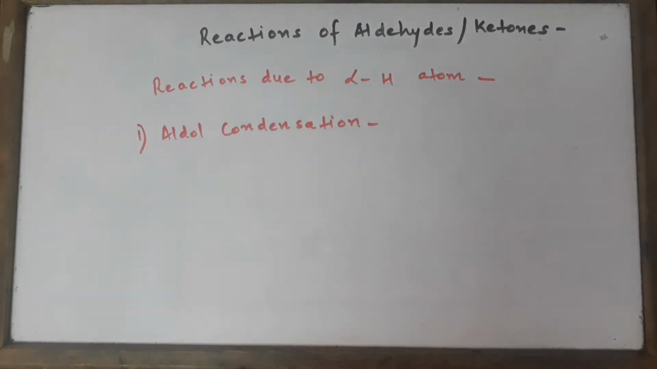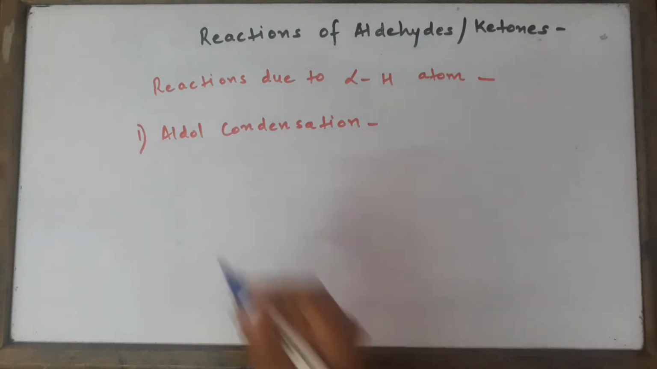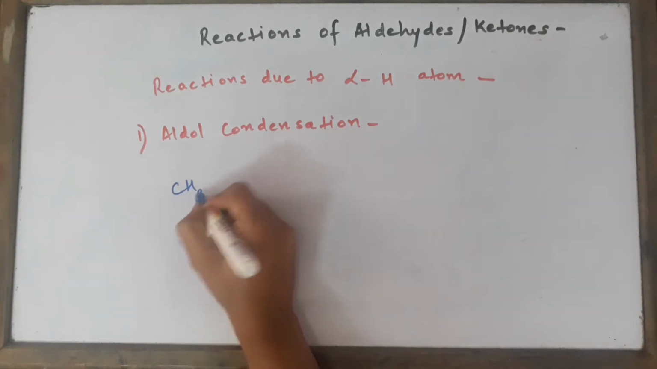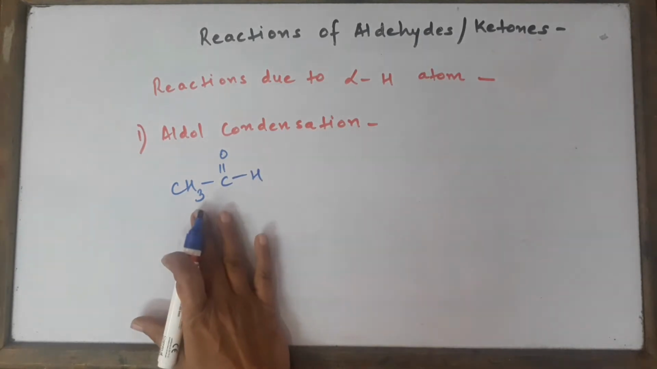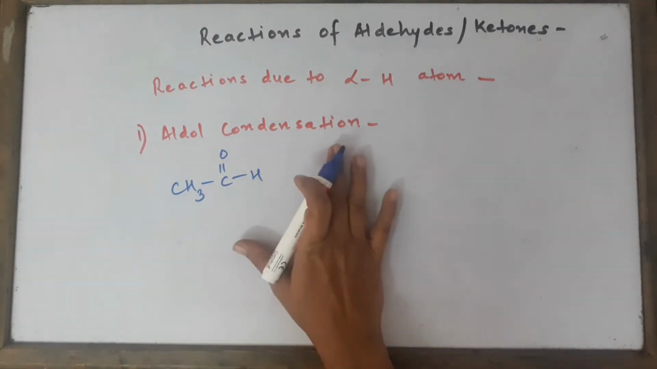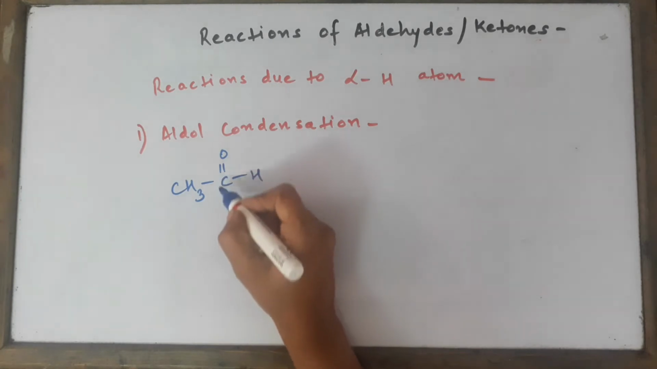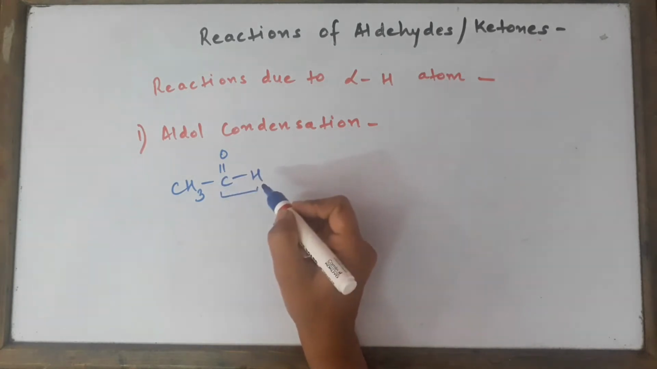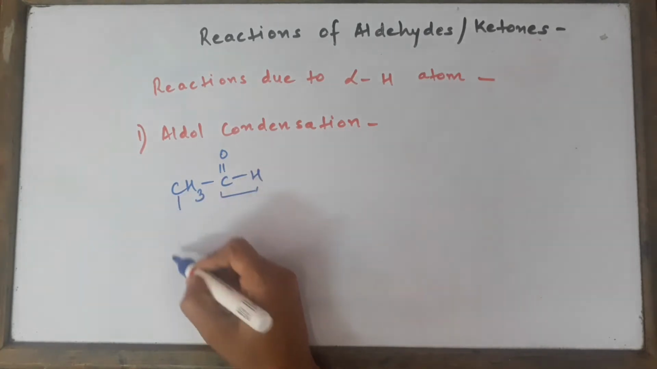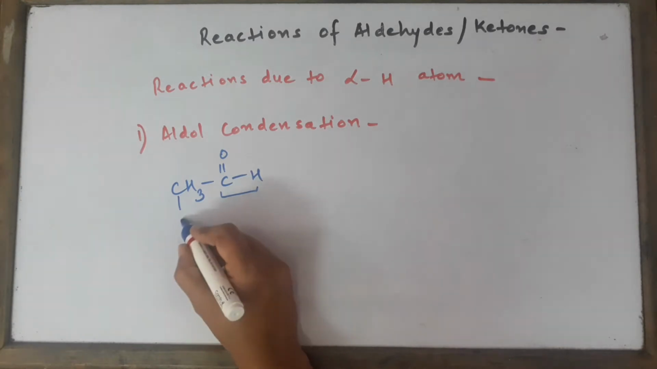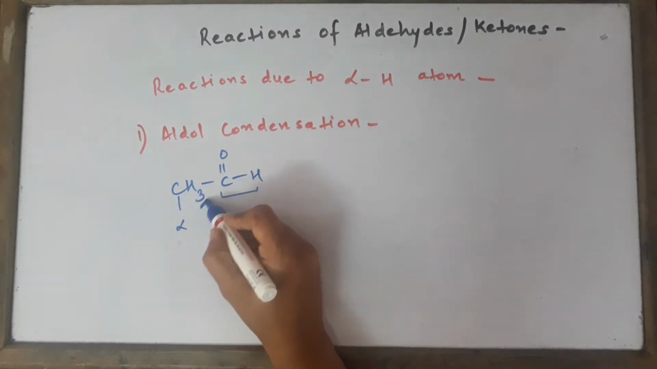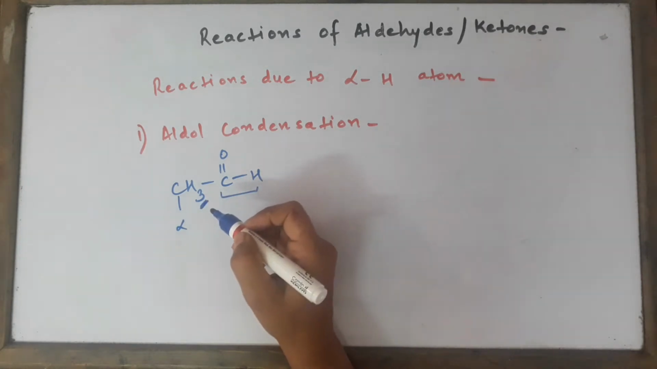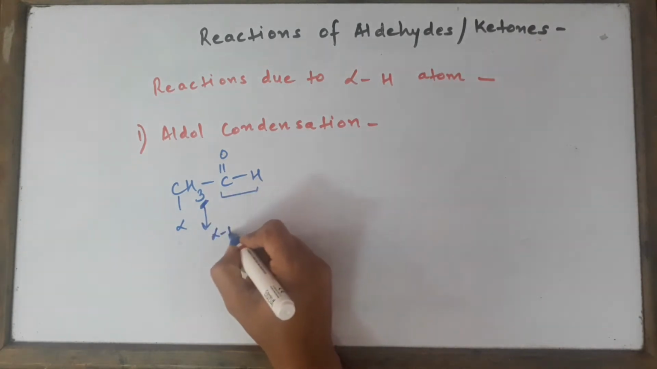Let's understand the meaning of the term alpha hydrogen atom first of all. We'll take a simple example over here, CH3CHO. So this is an aldehyde which we are going to use for our aldol condensation, and you can see that this is my functional group, that is aldehyde, and this is the first carbon atom which is attached to the functional group, and this carbon atom is called the alpha carbon atom. So this hydrogen atom which is attached to this carbon is called the alpha hydrogen atom.